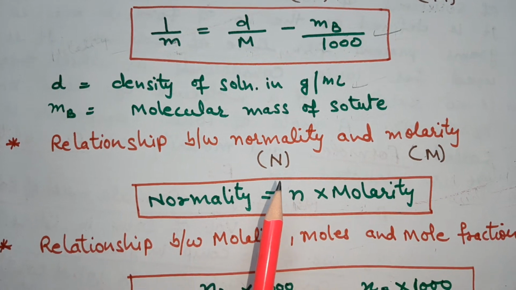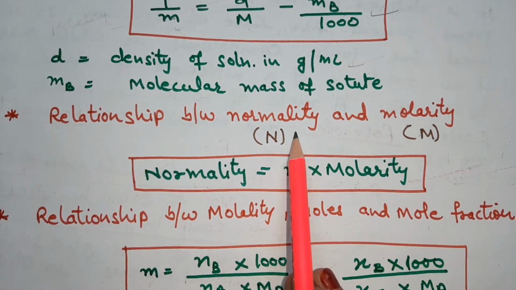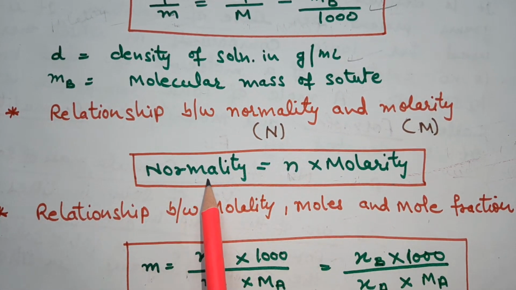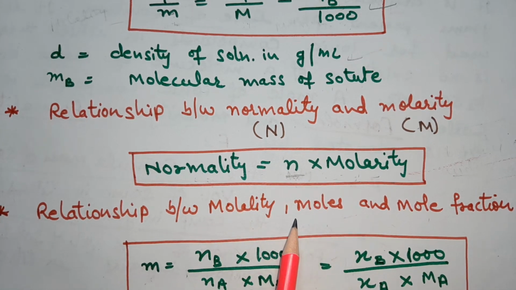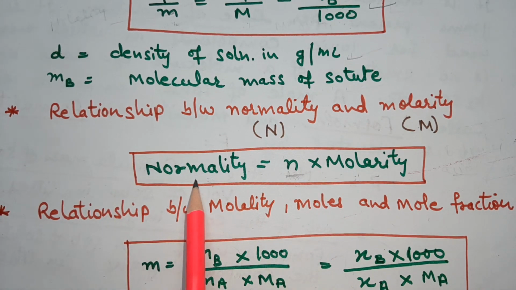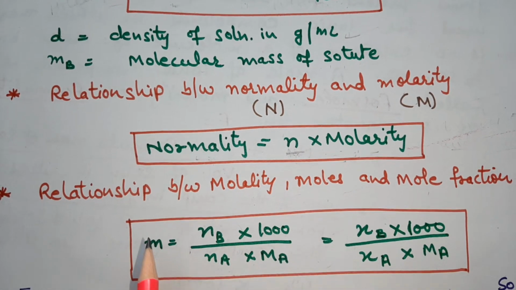The next relationship is between normality and molarity. Normality is equal to n times molarity, where n is the n-factor. In case of acids, it is taken as the basicity of the acid; in case of bases, it is taken as the acidity of the base; and in case of redox reactions, it is the number of electrons exchanged. So that is different for different entities. Here we can directly relate normality and molarity.